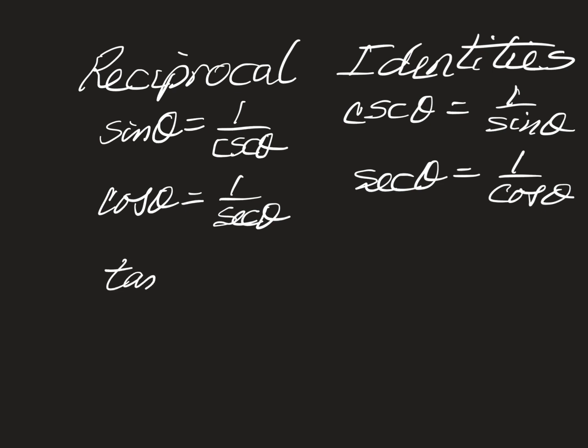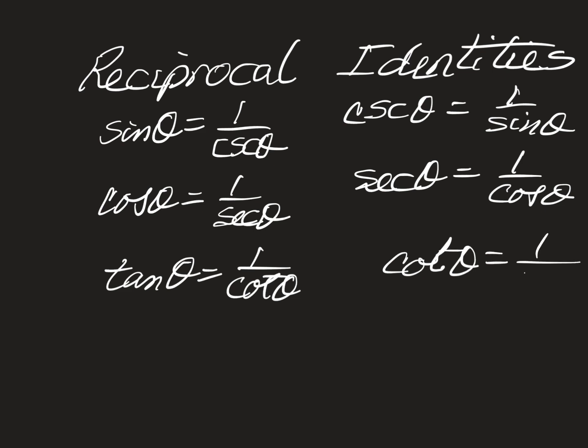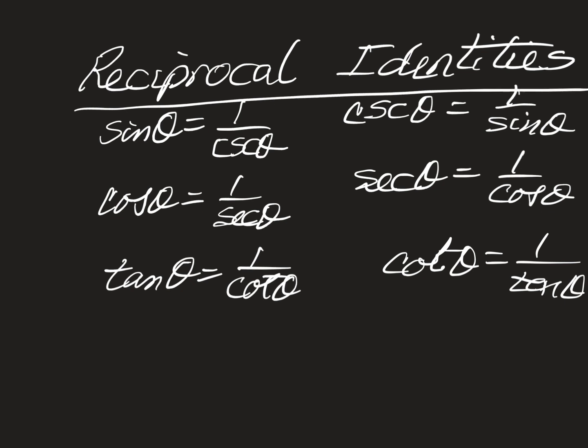Tangent theta equals 1 over cotangent theta. Cotangent theta equals 1 over tangent theta. So there you go, 6 reciprocal identities. You should write them all down on a sheet of paper. Label the whole paper identity. Number 1 is reciprocal identities.